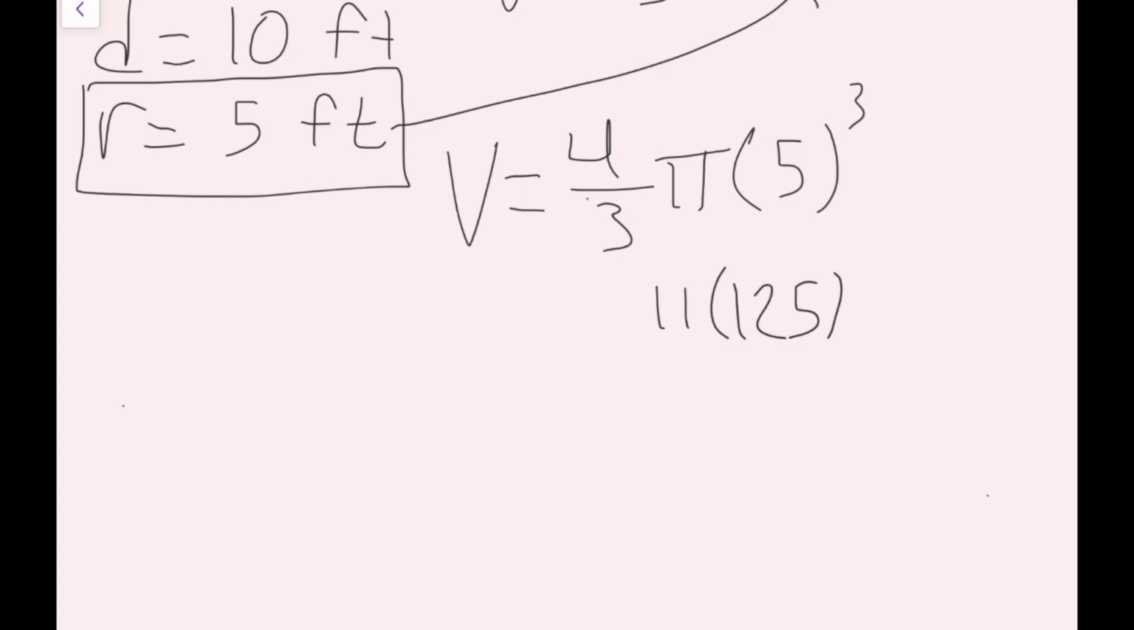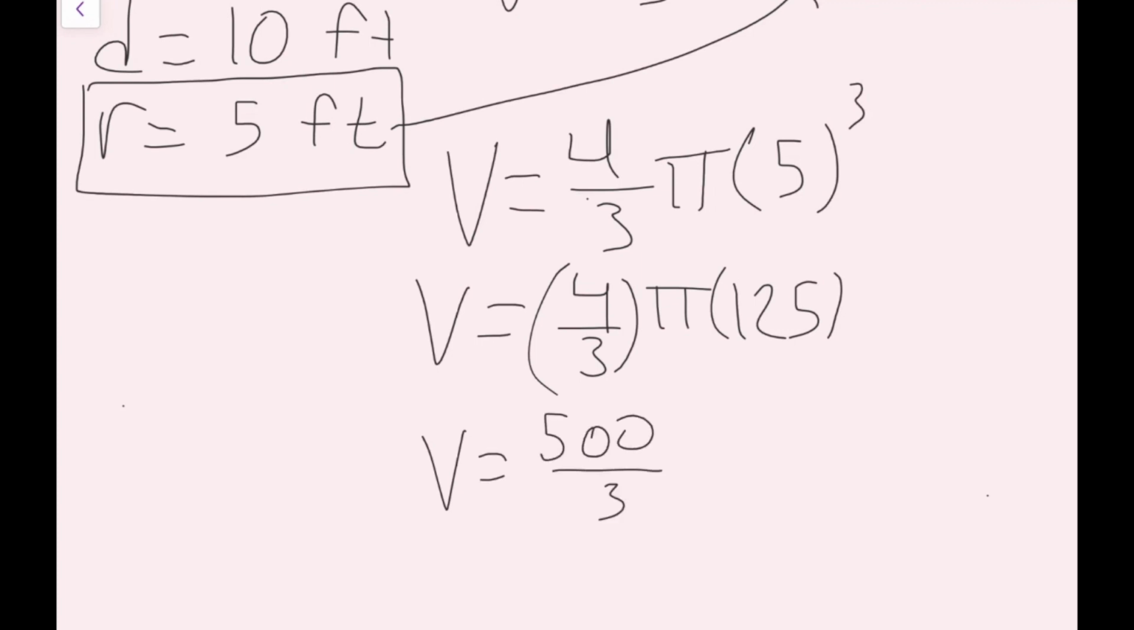And I'll rewrite the rest of my equation. Put that in parentheses because we're multiplying. Don't need to do that though. All right, so now I want to multiply 125 times 4. Well, we can do some simple math to figure out that this is going to be 500 because 4 times 100 is 400, and then 4 times 25 is 100. So 100 plus 400 is 500. So I get V equals 500 thirds pi. And once again, this is our exact answer.